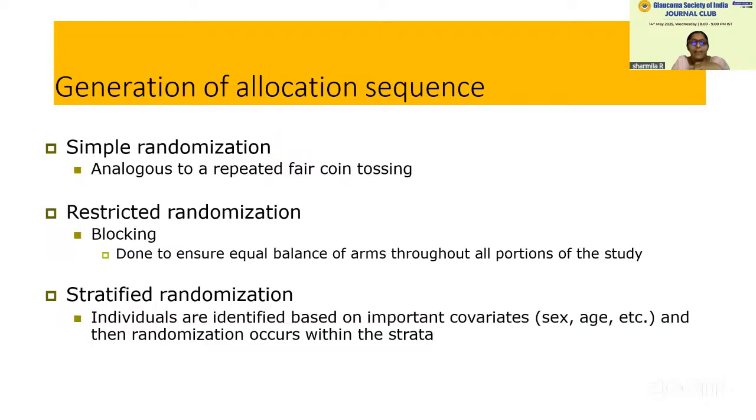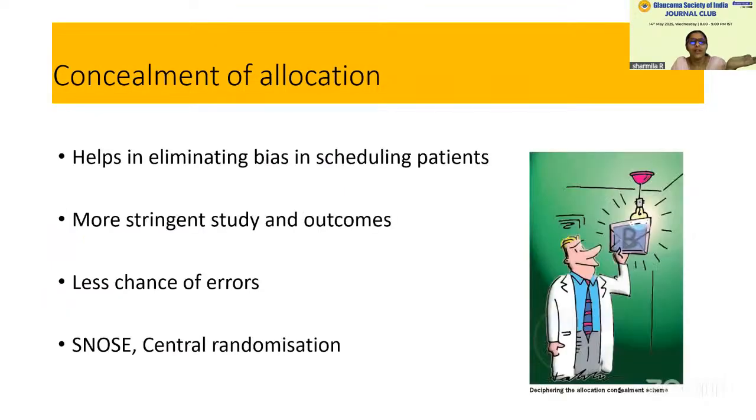The third one is a stratified randomization. Here you randomize them based on covariates, for example, sex, age, etc. So you choose a particular intervention group and you have an age-matched control group, which is also of the same sex, matched with the intervention group. And then the randomization occurs within that particular stratum. Now we'll move on to the concealment of allocation.